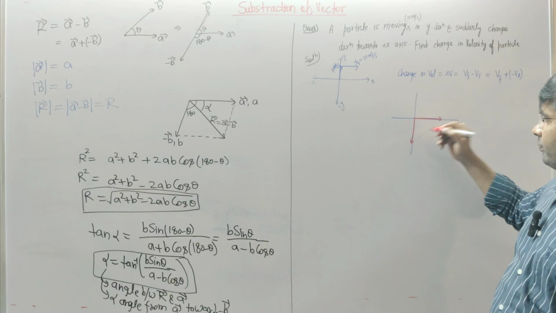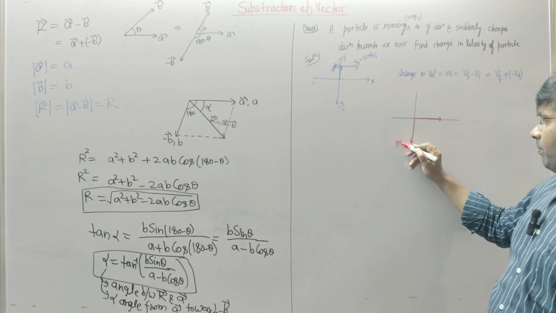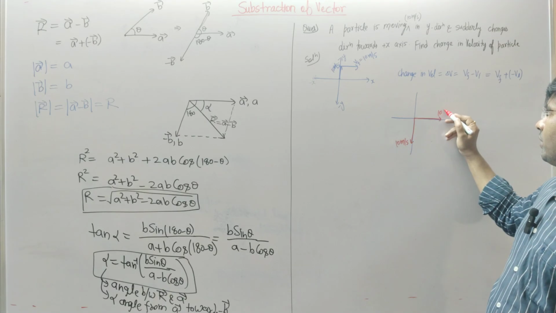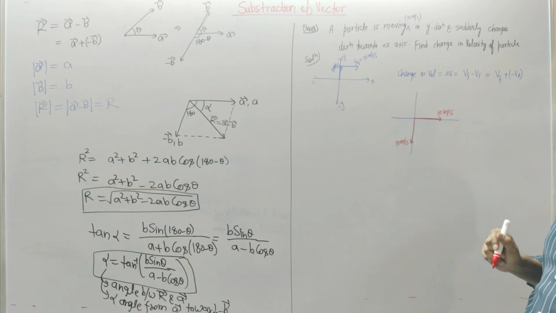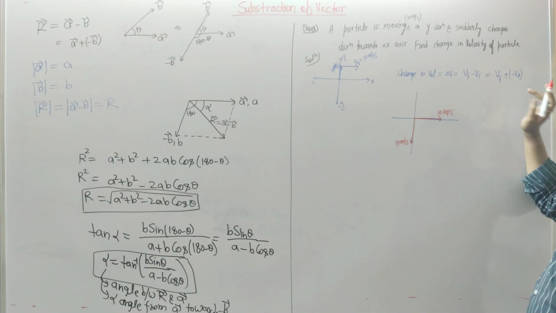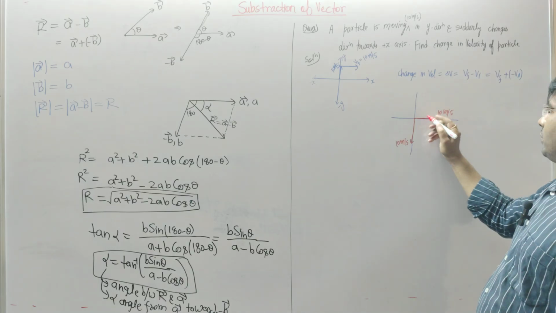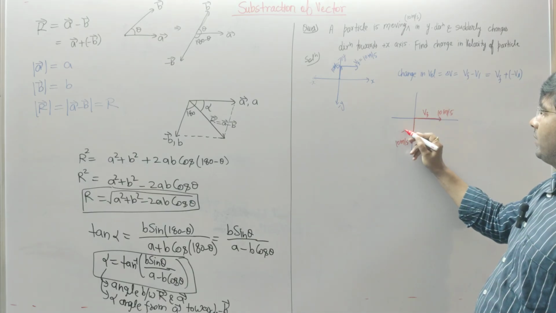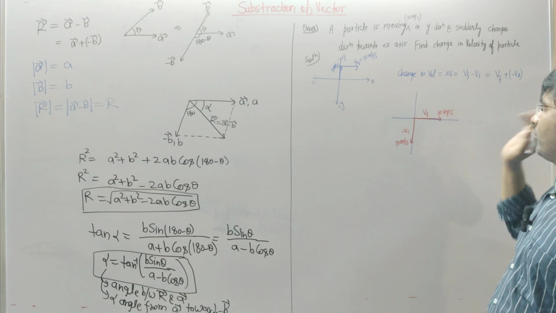And v initial was upward, but we have to take the negative of v initial. This is 10 meter per second again. This is 10 meter per second again. We have to find the resultant; that means we have to add final plus minus initial. So this is final, and this is minus Vi. So we have to add both vectors.